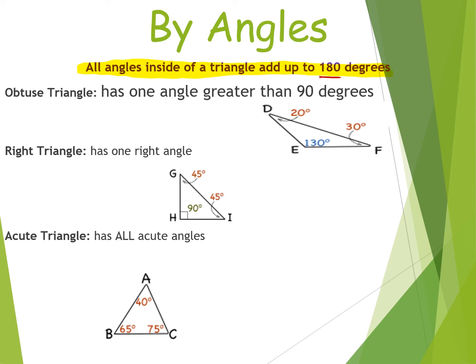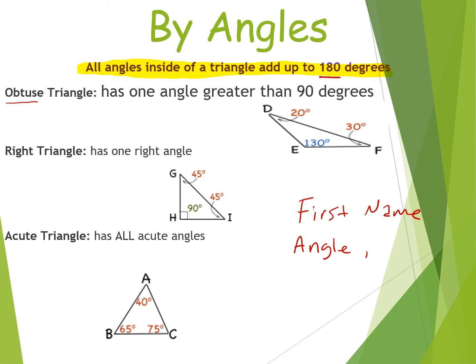So I like to say it this way. If I name a triangle by its angle, a triangle, just like most of us, has a first name and a last name. The first name is by its angle. So its first name is by its angle. So here we have three types of angles.